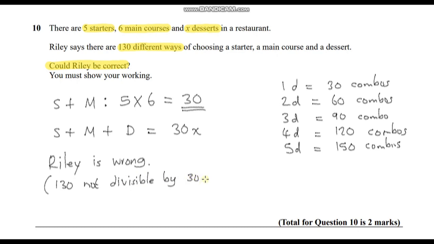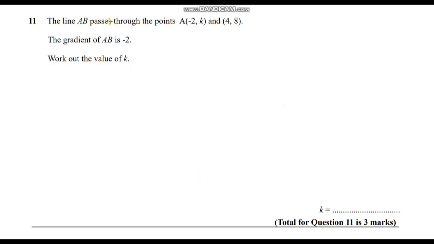Question 11. The line AB passes through the points A, which has the coordinates (-2, k), and B, which has the coordinates (4, 8). And we're told that the gradient of the line AB is -2. Work out the value of k. And this is worth 3 marks, this question. So we know the gradient is -2.